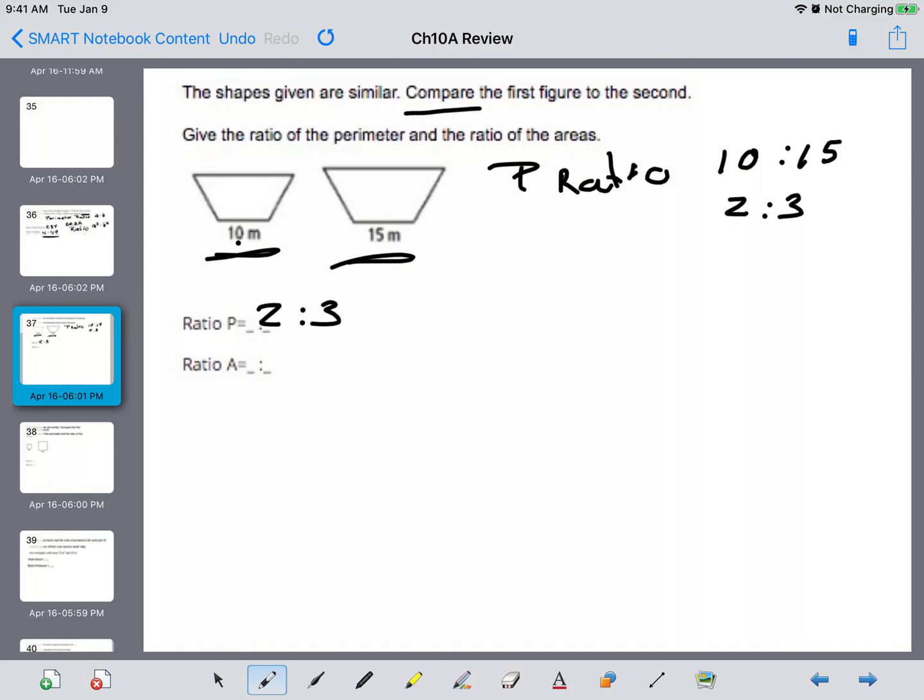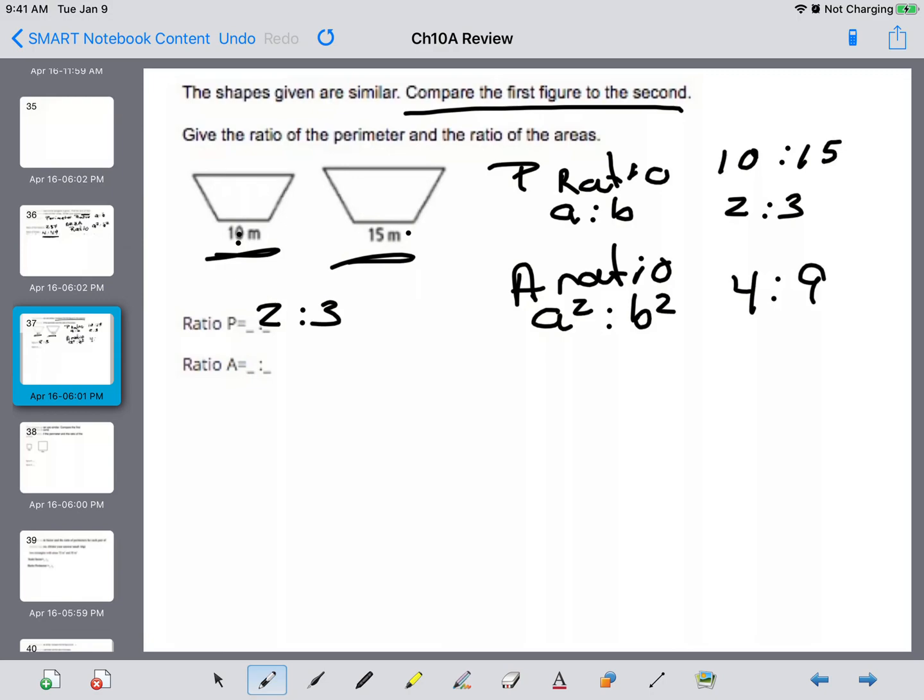Now, they're asking me to compare the first figure to the second. So the first figure, 2, then 3. So I've got that order correct. Now, again, area ratio is just my perimeter ratio. Perimeter ratio is A to B. Area ratio is A squared to B squared. So 4 to 9. And it's first to second, and that's the order, and I'm done.